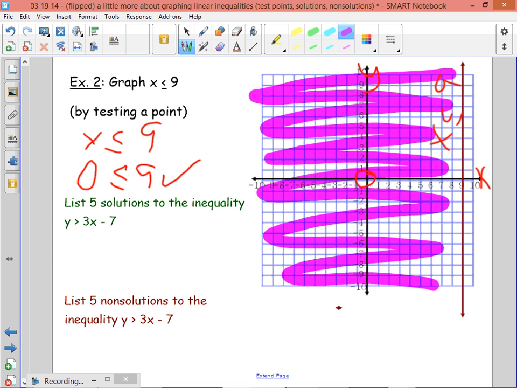It's really that simple. Now I want you to pick 5 solutions and 5 non-solutions. Let's do one together. One solution is clearly going to be 0, 0, like we just found out. One non-solution is going to be on the right of the line. How about the point 10, 0? I leave it to you to pick the other 4 solutions and other 4 non-solutions. It should only take you a few seconds.